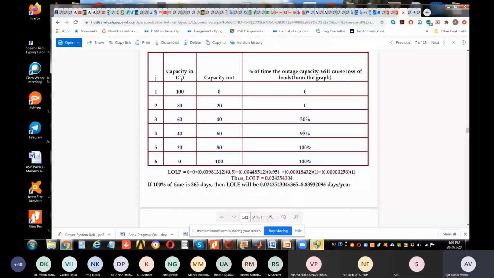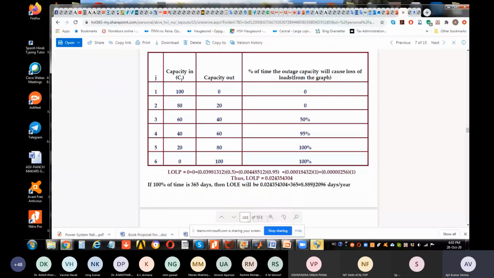So if you add all of them up, the products of these percentages of time for which the load lasts and the probabilities of those states, you get the loss of load probability. So the loss of load probability is this. So that's per year. If you multiply it by 365 days, you'll get days per year. So 8.889, approximately 8.9 days per year.